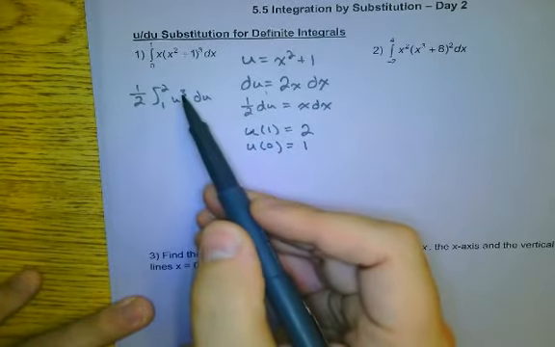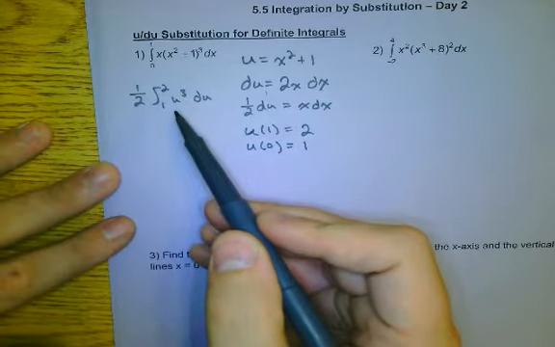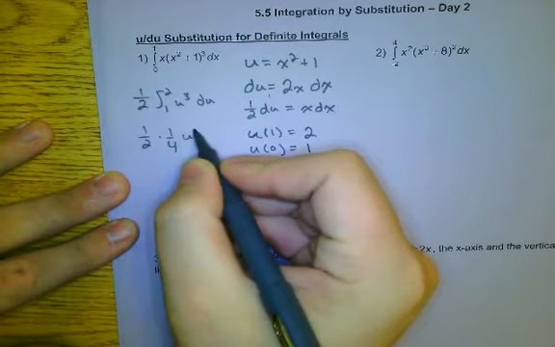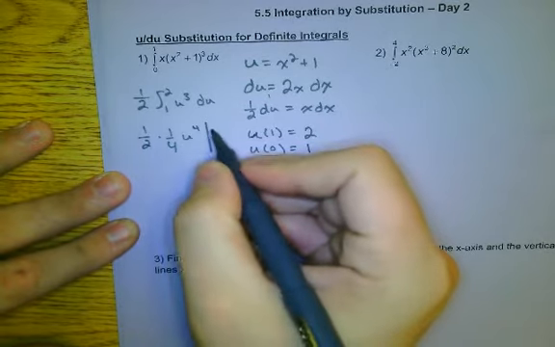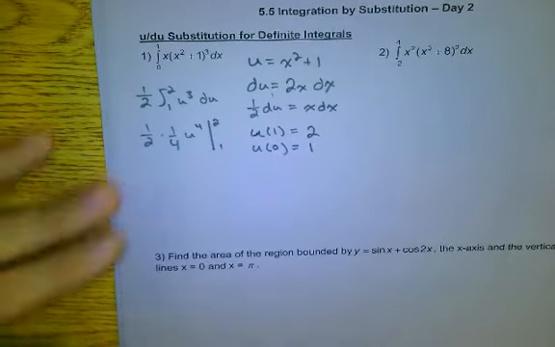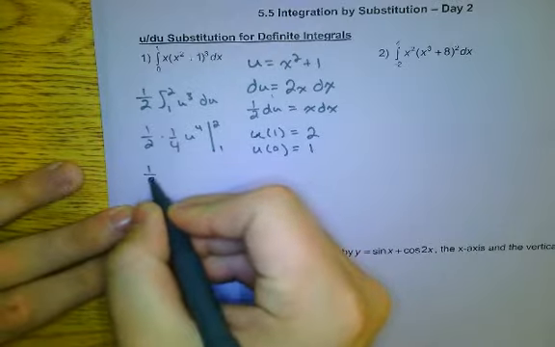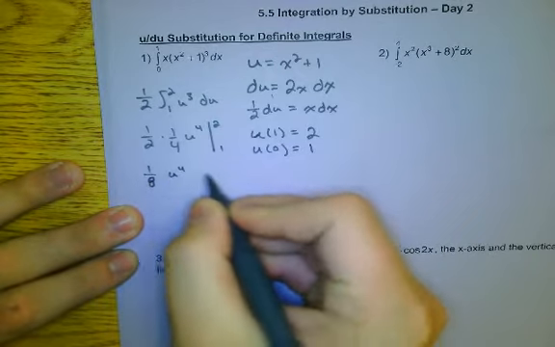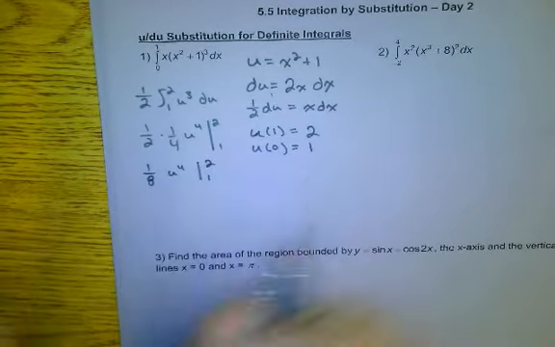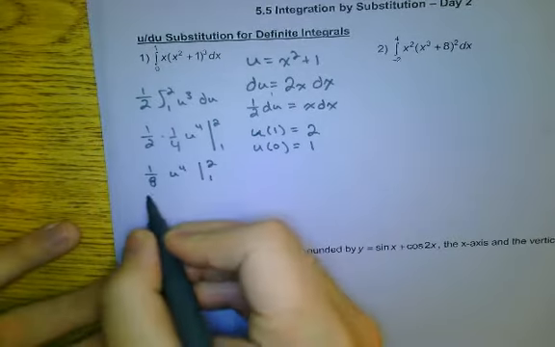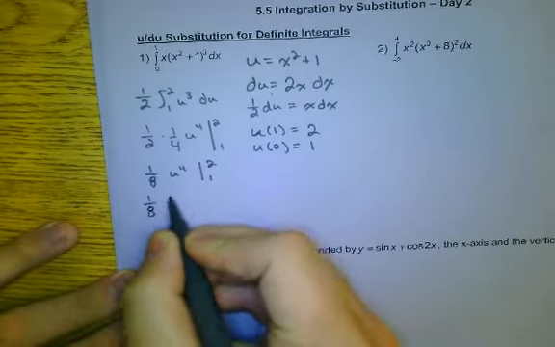So what's the antiderivative here of u cubed? 1/4, so I'm going to get 1/2, 1/4 u to the 4th, evaluated from 1 to 2. I'm going to do just a little bit of cleaning up here. I'm going to call this a 1/8 in front, u to the 4th, from 1 to 2. Leave this 1/8 off to the side.